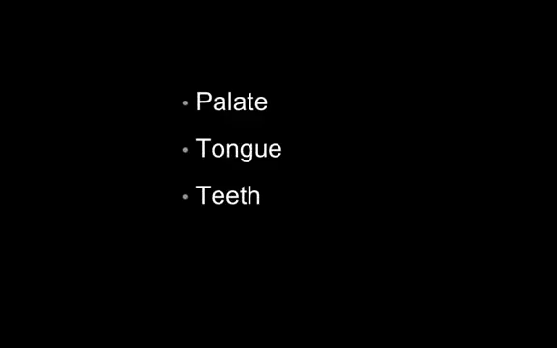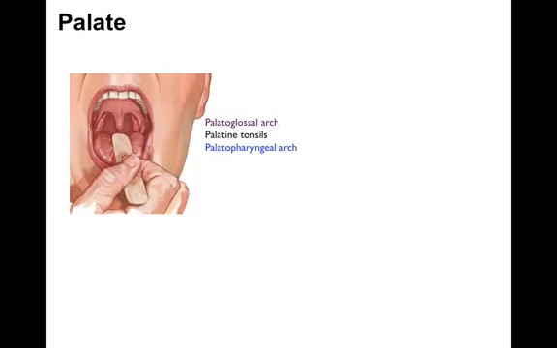Oral cavity. All right, so the oral cavity, three things we're going to talk about: palate, tongue, then teeth. All right, so let's start with palate. So there we've got this patient, open mouth, and we're going to talk about the palatoglossal arch, the palatopharyngeal arch, and where those palatine tonsils are.